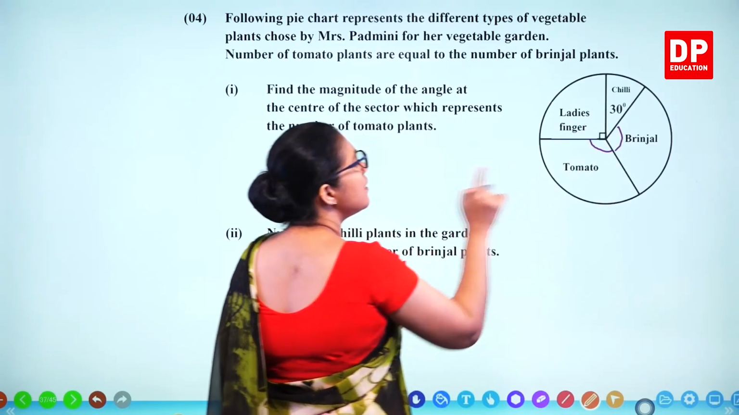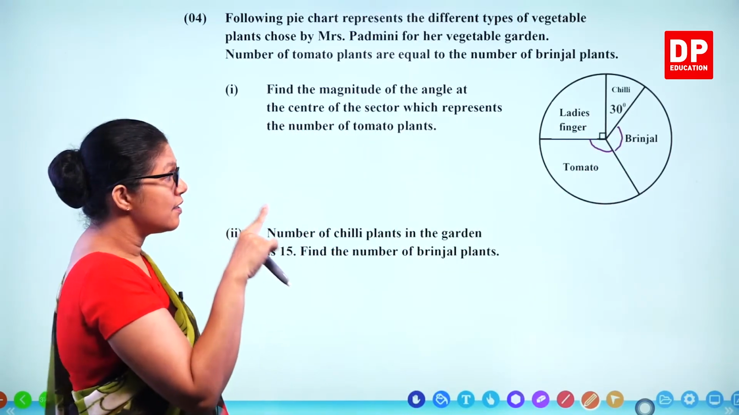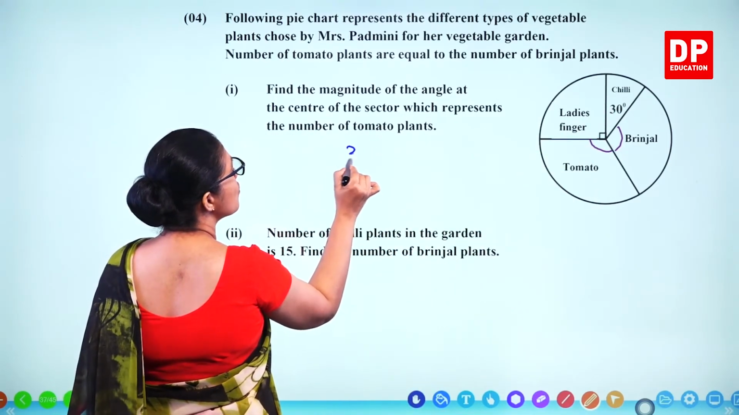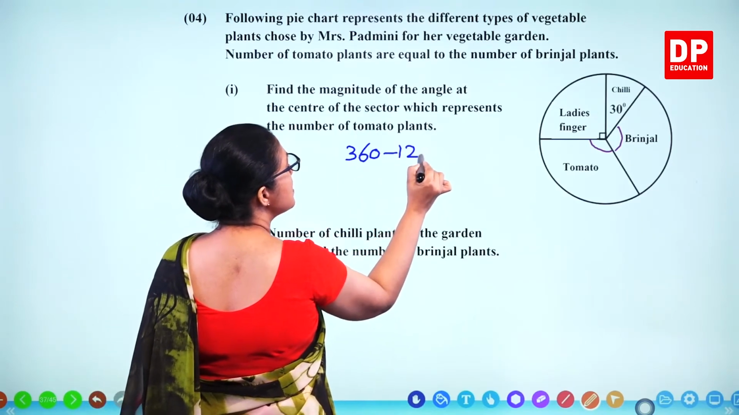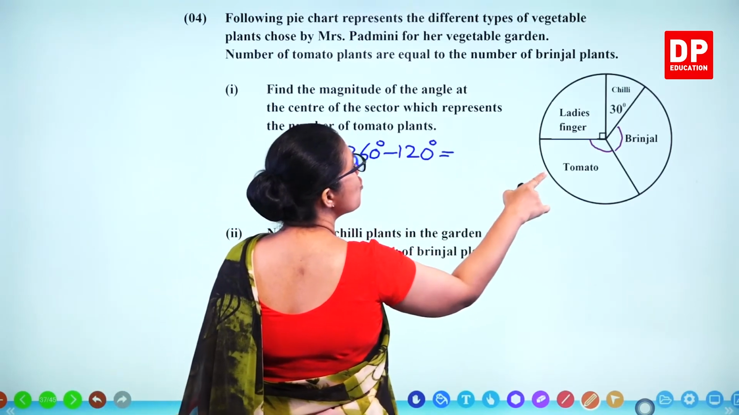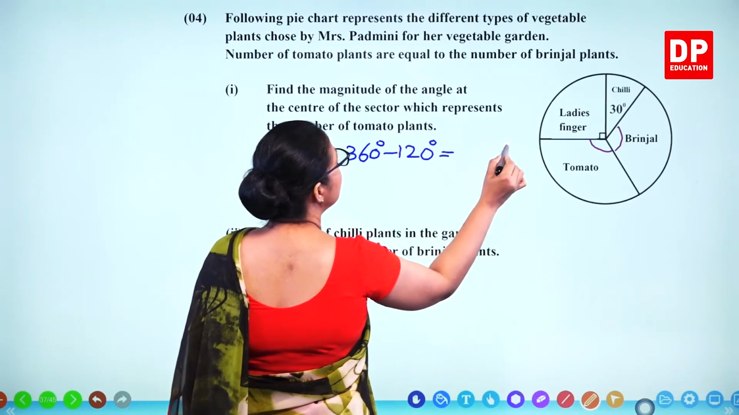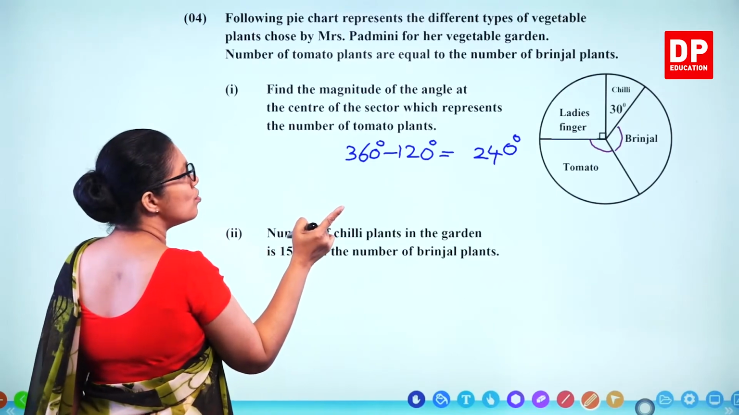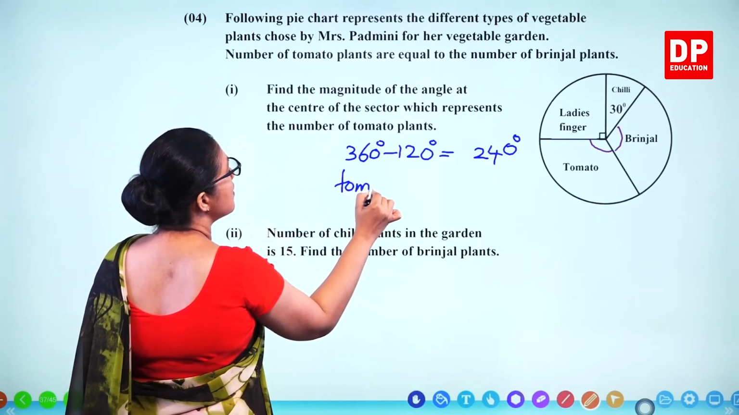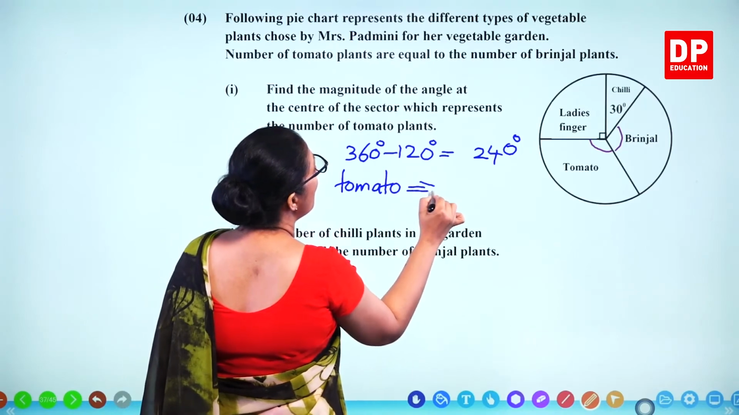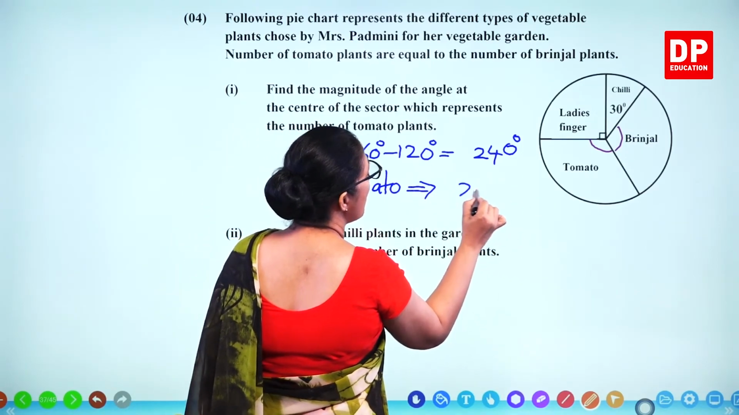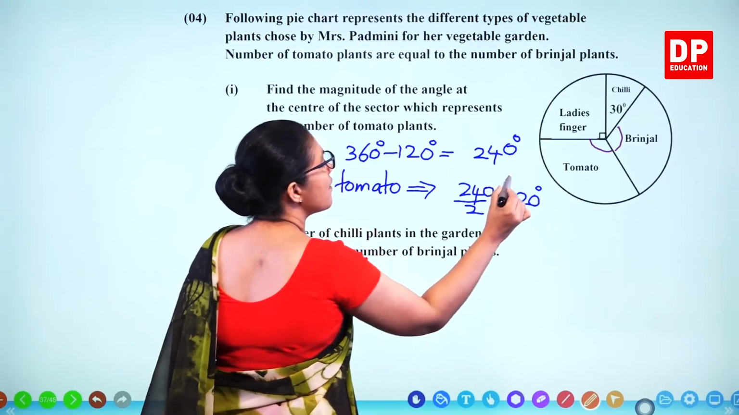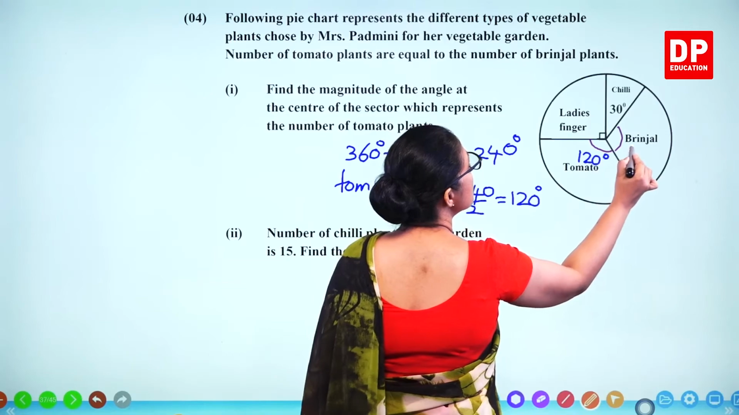So we can easily do that. The whole thing is 360. This is 90 and 30, 120. So 360 minus 120, that's for both tomato and brinjals. And when you divide by 2, you get, for tomato, 240 divided by 2, 120. So this is 120 and this is also 120.